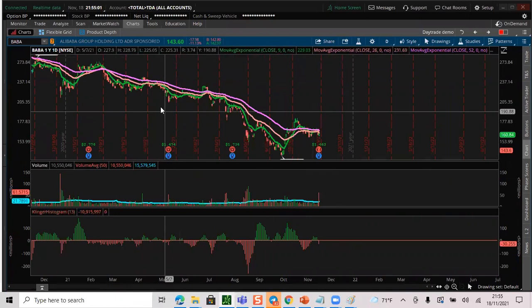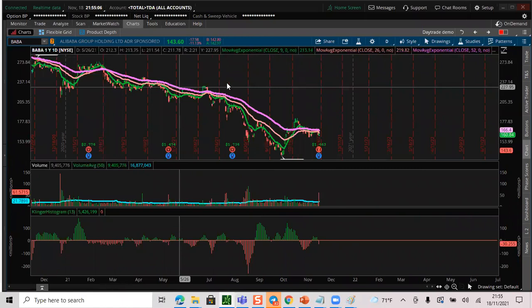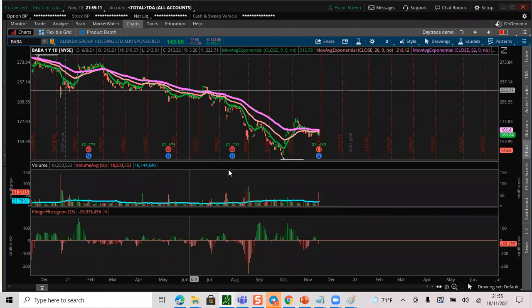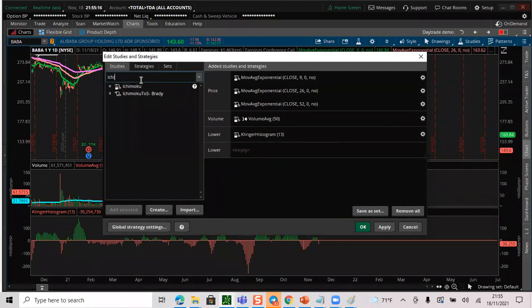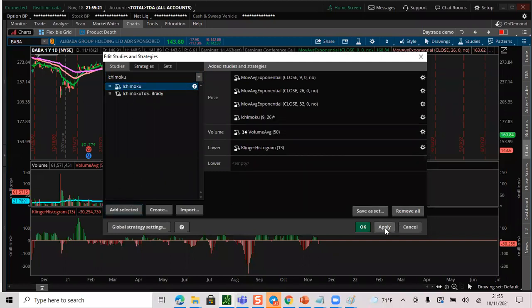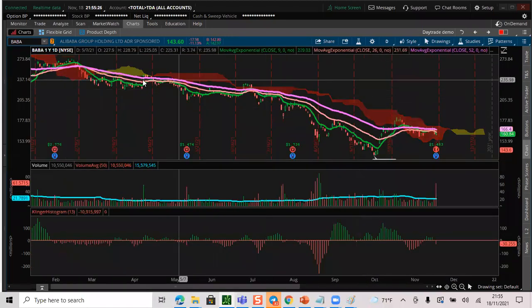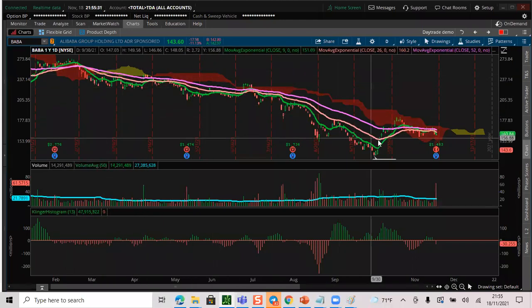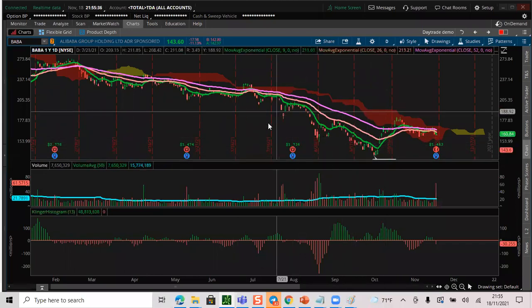Again, this same strategy, 9, 26, 52, is also a kind of an Ichimoku strategy as well. If I had an Ichimoku, it clearly says the price is under the cloud, which means that it is a strong bearish trend. And if you're a beginner, you can just use it.